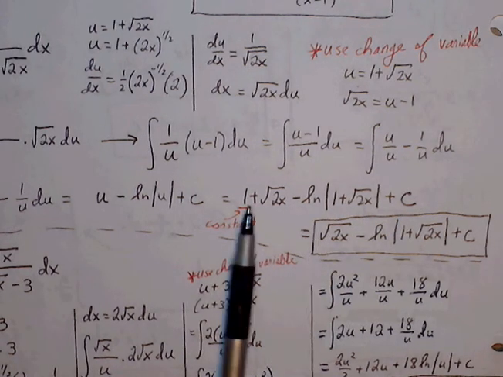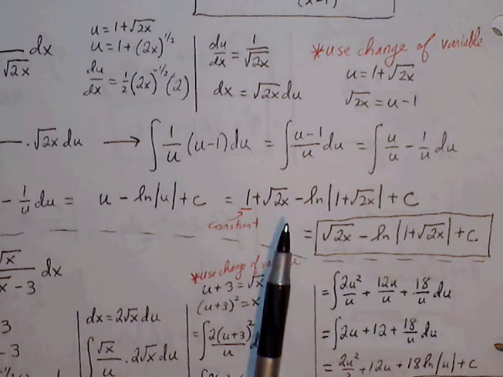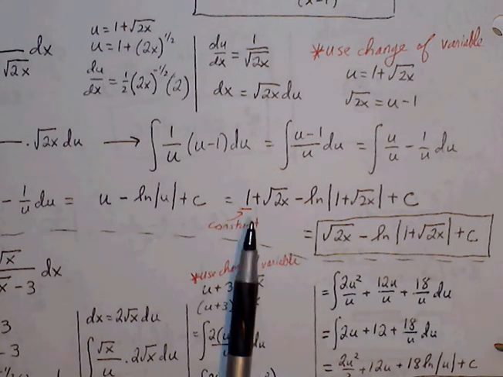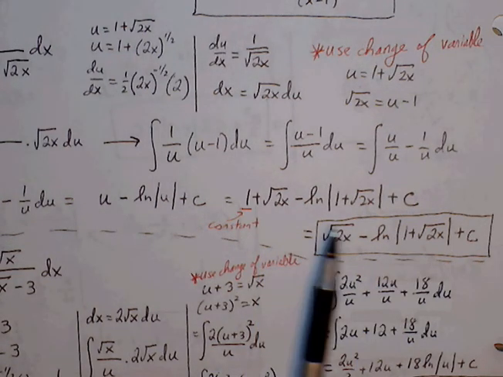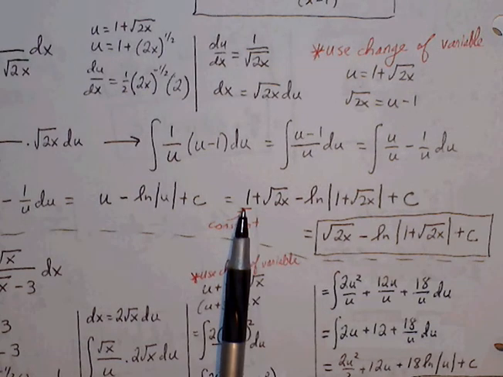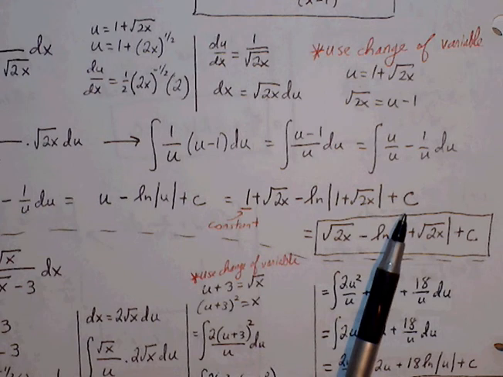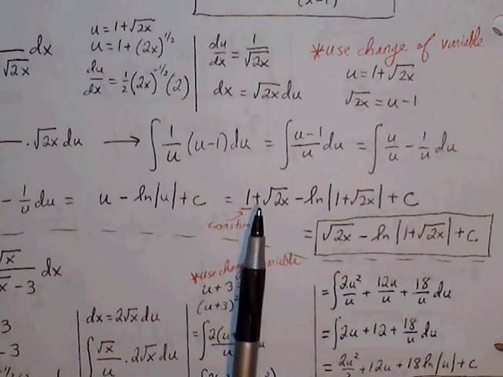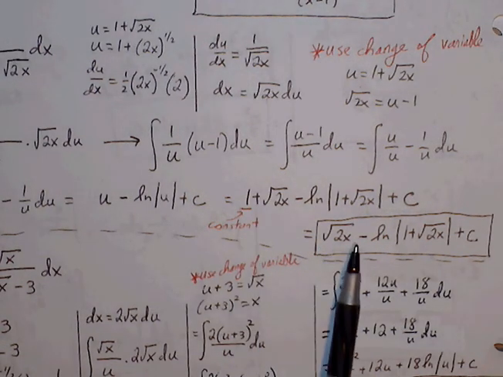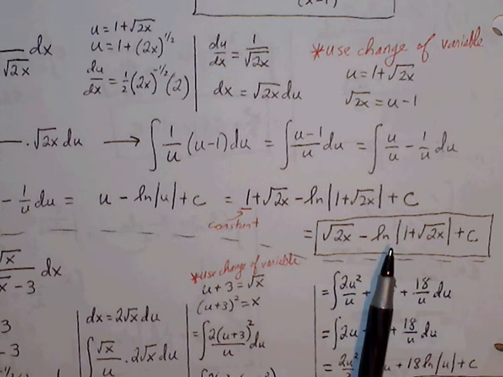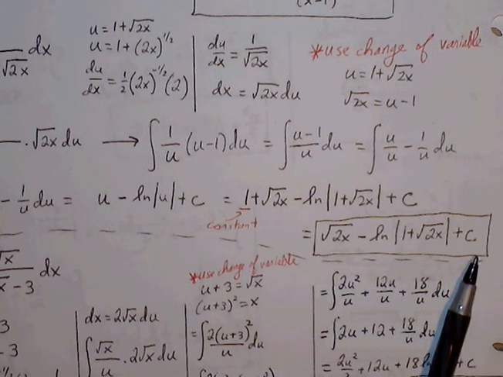So this is an acceptable solution, but we can clean this up a little further because this plus c represents a constant, and our solution has a constant as well. So we can just merge this constant into this plus c and eliminate this 1. So we're just left with square root of 2x minus natural log of the absolute value of 1 plus square root of 2x plus c.